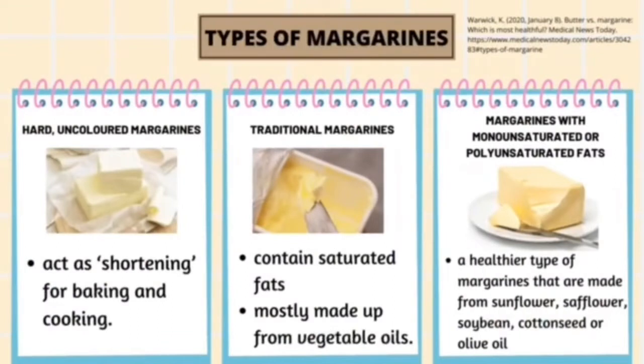Types of margarines. Firstly, hard and uncolored margarines. This type of margarine usually acts as shortening for baking and cooking. Next, traditional margarines. Traditional margarine contains saturated fats and is mostly made from vegetable oils. Next, margarines with monounsaturated or polyunsaturated fats. It is said to be the healthier type of margarine, made from sunflower, soybean, cottonseed, or olive oil.